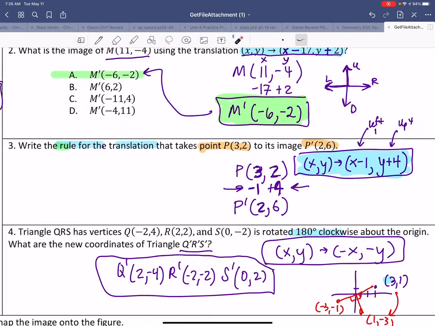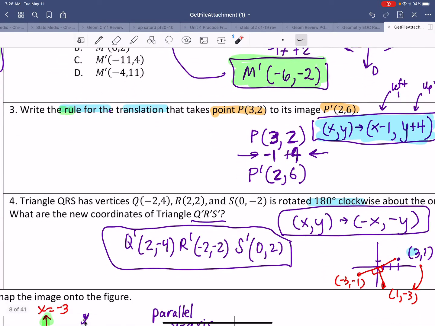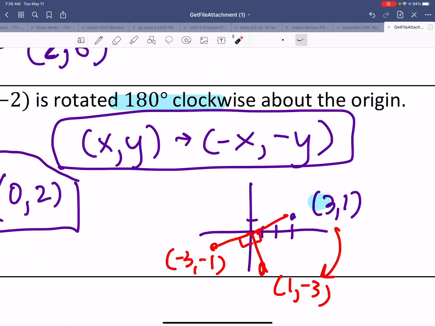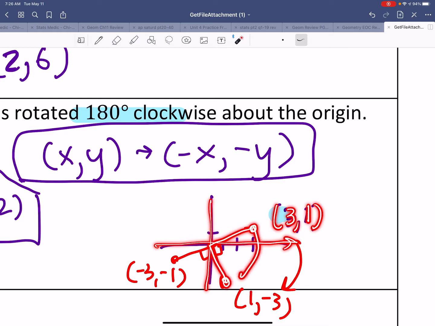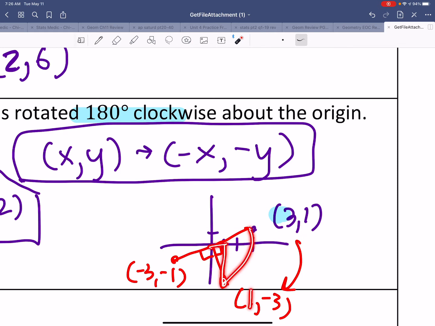Question number 4 states, the triangle has these vertices and it's rotated 180 clockwise. Again, we can make a sketch. If I had the coordinate 3, 1, and I rotated it clockwise, like how a clock moves, right? Doesn't the clock move this way? Then that would end up at 1, negative 3. And then if I did it again, rotated it 90, I'd end up at the same spot.